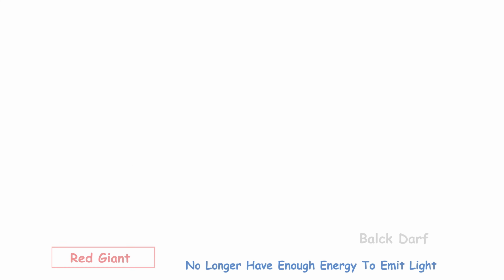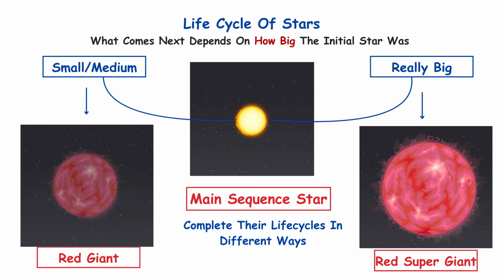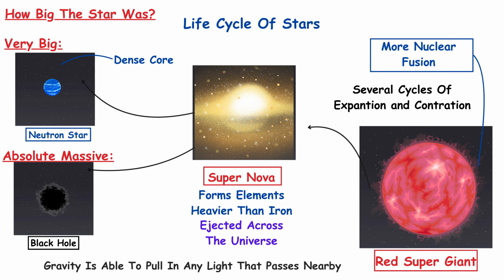Now, going back to the other path for large stars, if the main sequence star was much more massive, it will have evolved into a red supergiant. These enormous stars continue to undergo more cycles of nuclear fusion and can shine extremely brightly during this phase. After going through multiple stages of expansion and contraction, the red supergiant ultimately reaches a point where it can no longer maintain stability and explodes in a phenomenal event known as a supernova.